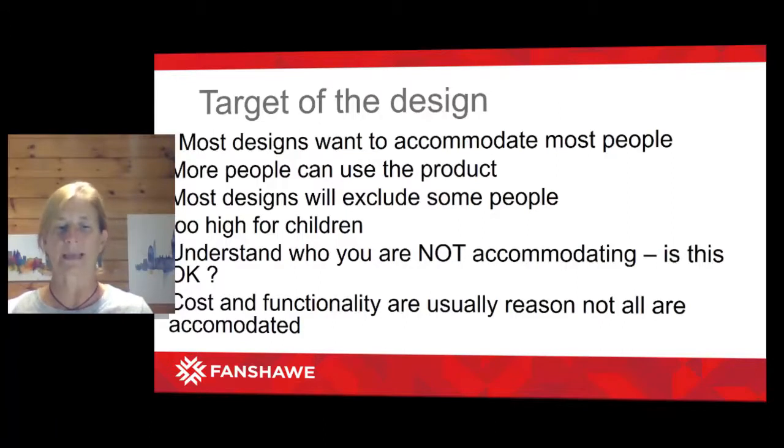For the workplace, again, we're trying to make sure that we can employ whoever we're employing, which is usually an adult. So we're trying to accommodate that 5th percentile female all the way up to that 95th percentile male. And then we just have to look at the actions that they're doing to decide which parameter around those people that we need. Just to make you know that not all designs can accommodate everybody, and cost and functionality are usually the reason that they're not accommodated.